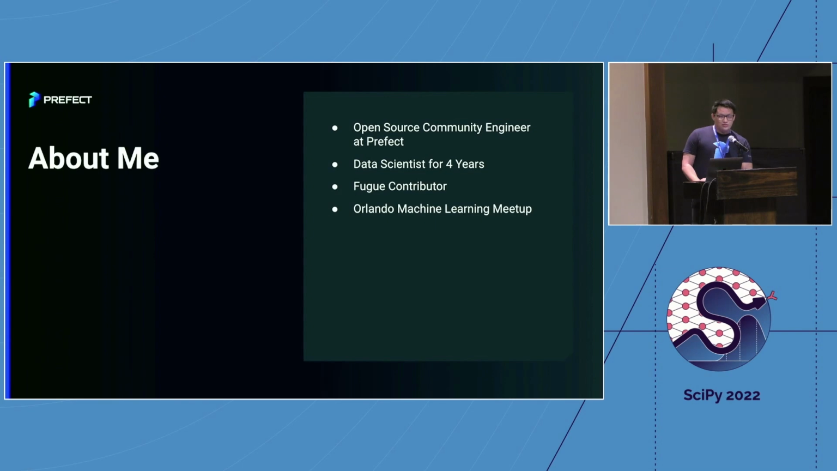So about me, my official title is open source community engineer at Prefect. I'll go over what Prefect does in a bit. But basically, as a community engineer, I help our open source users adopt Prefect, primarily through Slack, making content, or going to meetups and conferences like this.